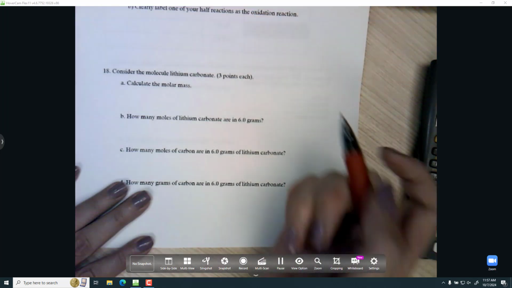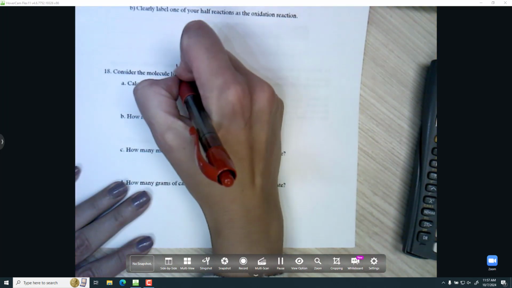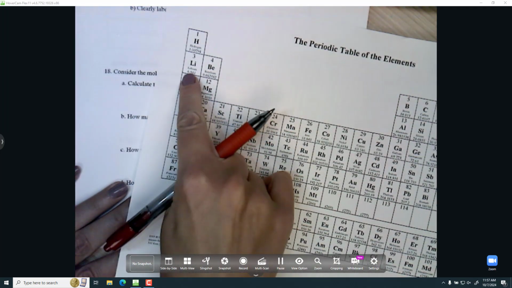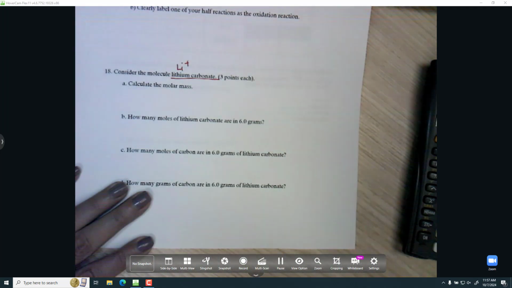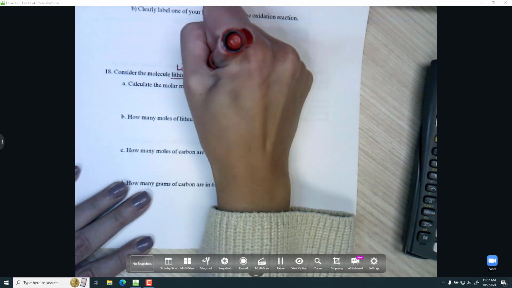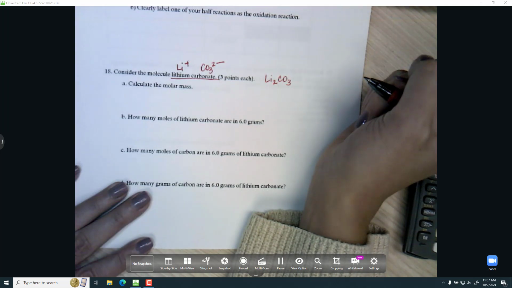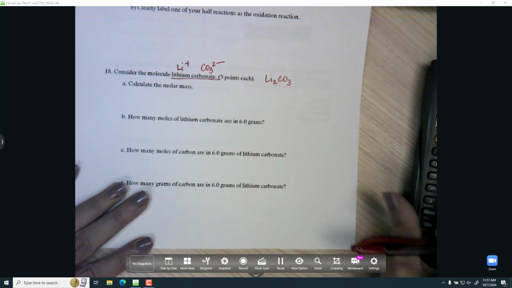All right, now to figure out the molar mass, I need the formula. So lithium is a +1. I know that from the periodic table. Carbonate is a polyatomic ion, so I know that's a -2, which means it must be Li2CO3.